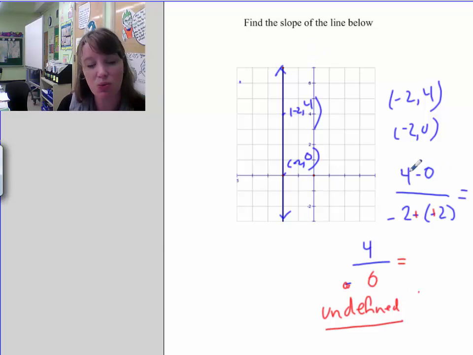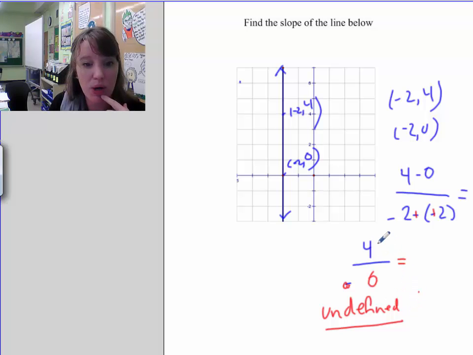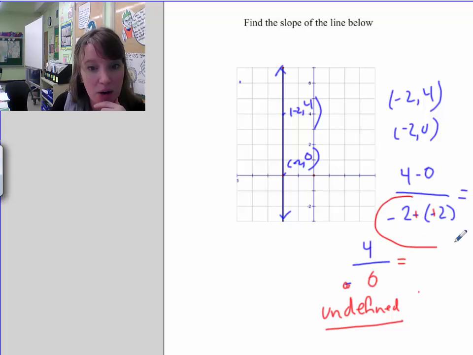And why does that make sense? Well, think about the slope, returning to the idea of slope as steepness. If the slope is very, very steep like it is with a vertical line, it's infinitely steep. There's not even a way to measure the steepness, so the steepness is undefined. So when you have a vertical line, the denominator of your slope formula is going to be 0, and it is undefined.